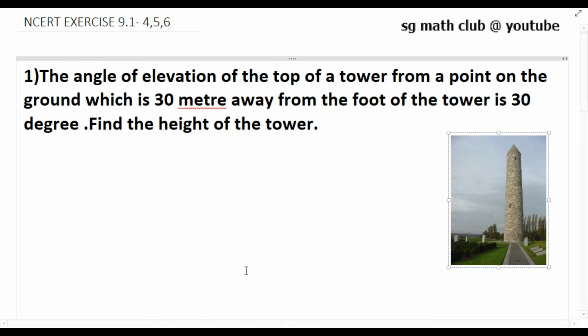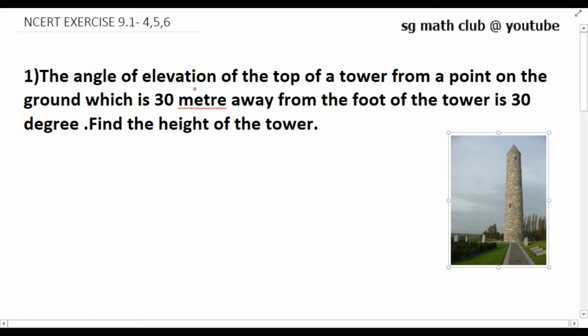In today's video, we will do some of the problems based on application of trigonometry. The first question goes like this. The angle of elevation of the top of a tower from a point on the ground which is 30 meter away from the foot of the tower is 30 degree. We need to find the height of the tower.